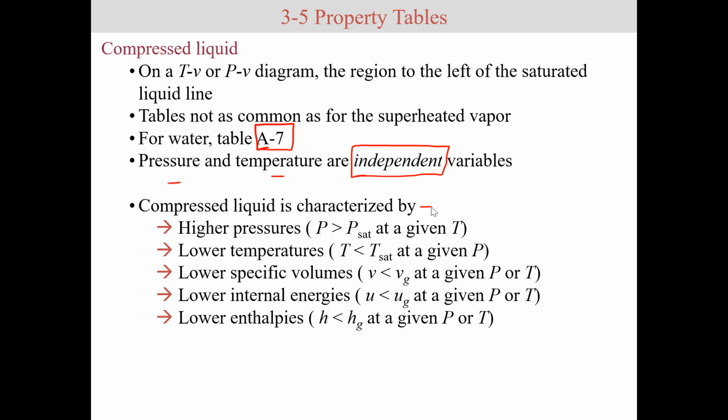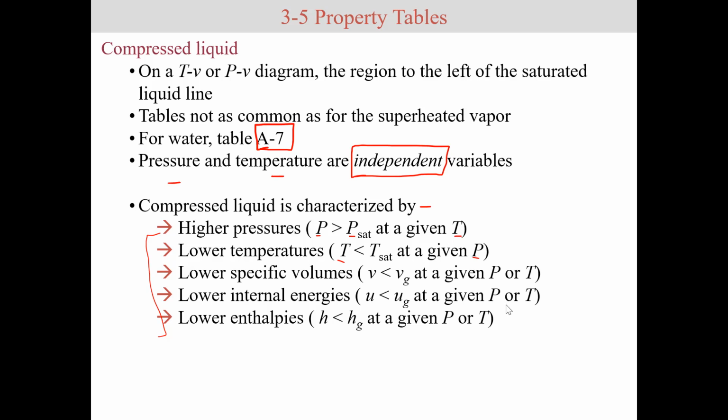Compressed liquid is characterized by the following situations. If at a given temperature my pressure is greater than saturation, I'm in a compressed liquid. If at a given pressure my temperature is less than saturation, I am a compressed liquid, right? The example is water boiling at 100 degrees Celsius at 1 atmosphere. If the temperature of the water is below 100 degrees Celsius, I am therefore a compressed liquid.